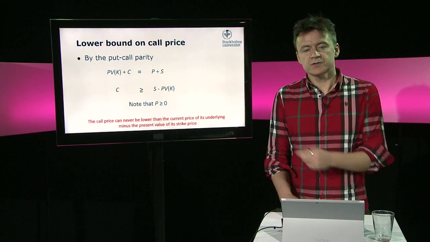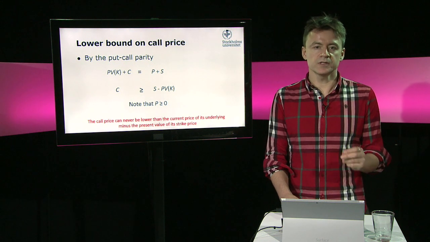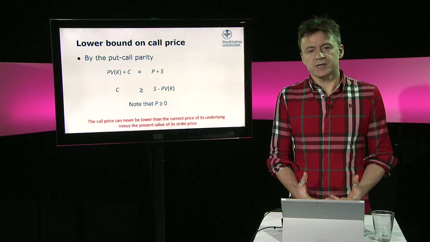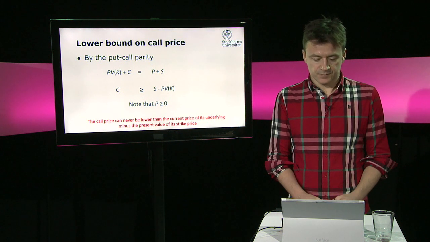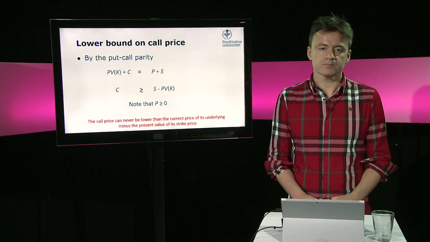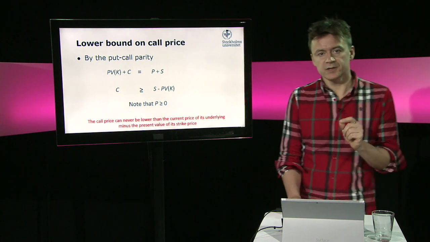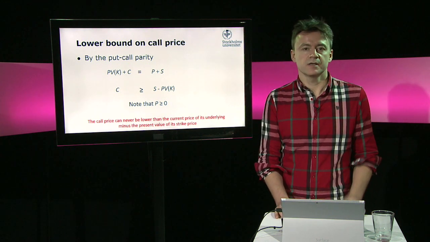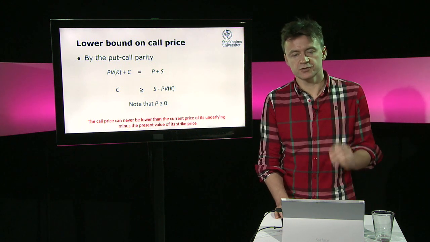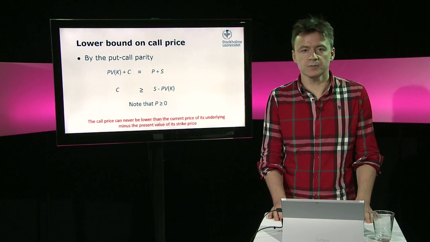Now, we can also illustrate in a graph this inequality. And to do so, note that on the right-hand side of this inequality, you have the stock price minus the present value of the strike price. This is actually associated with the following strategy. You buy the stock, and at the same time, you borrow an amount of money equal to the present value of the strike price of the option at maturity.